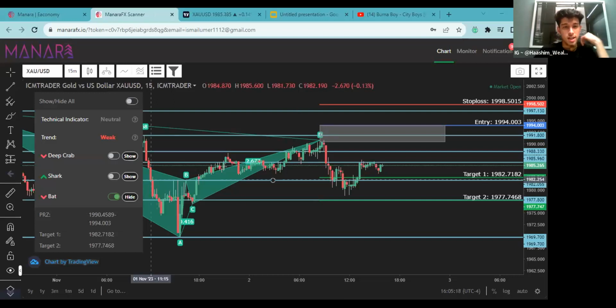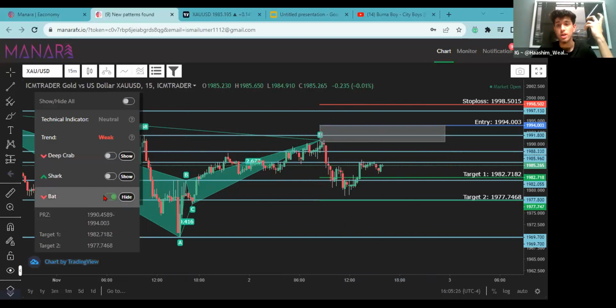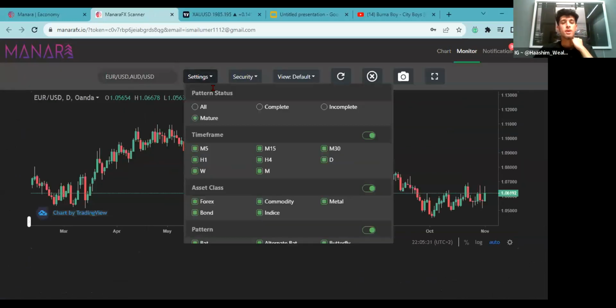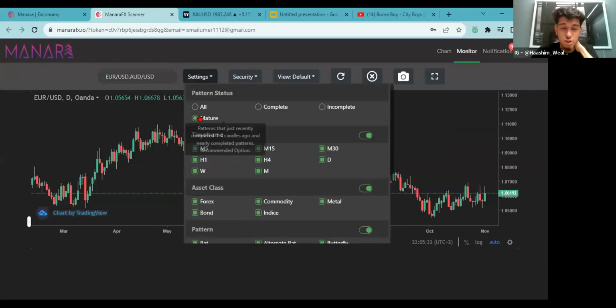First things first, this is our chart here, okay? This is where you're going to be able to see the way the market's moving right now, and you can take trade ideas from here. I personally don't. I personally take trade ideas from Monitor, and I'll show you guys the settings now. First things first, pattern status, you want to keep that as mature. These are candlesticks that have just completed entry 1 to 4 candles ago, and they're nearly completed. Basically meaning they're about to tap into entry, right? And I'll explain that now.